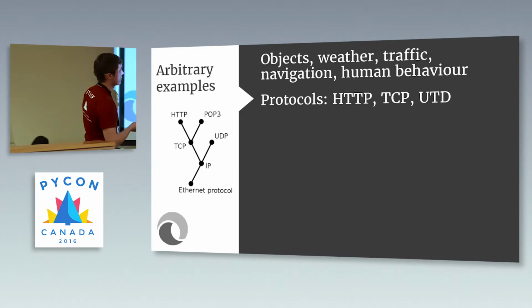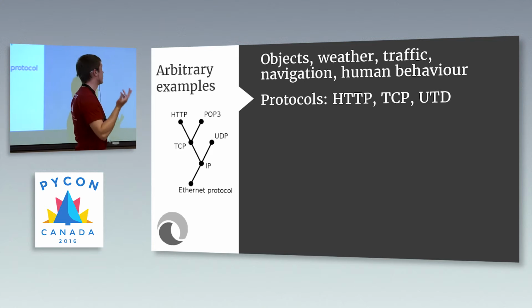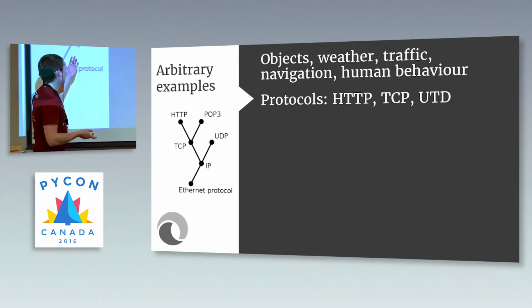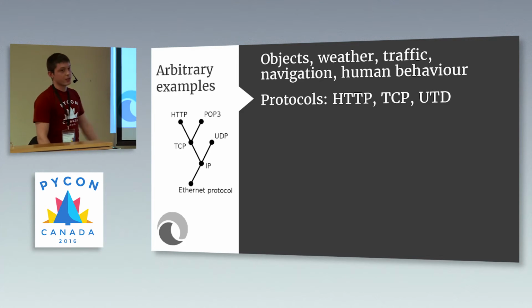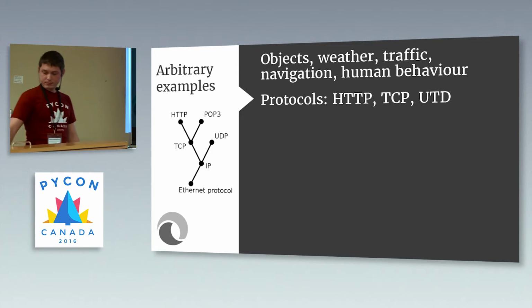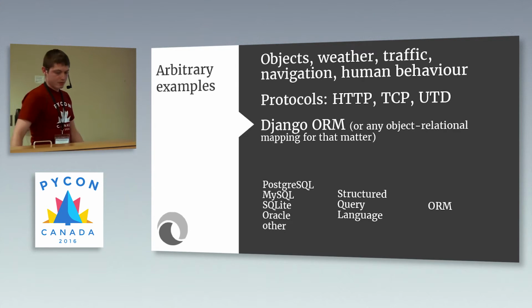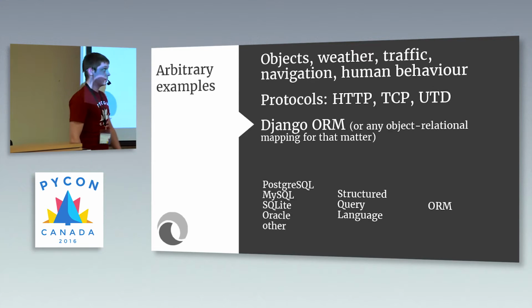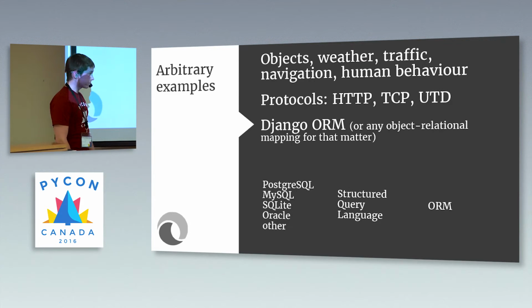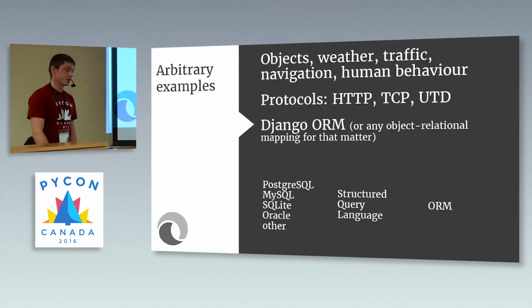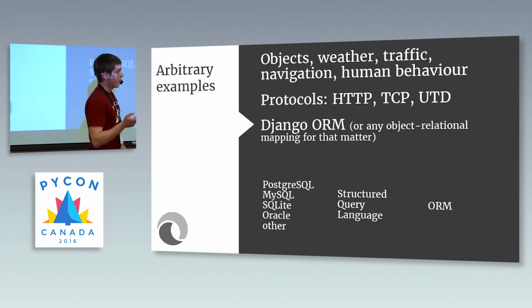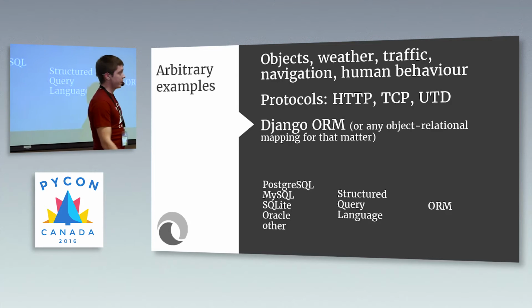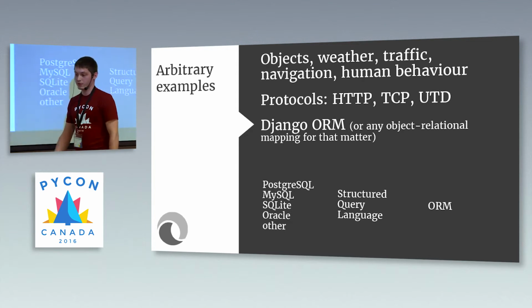There are different kinds of abstractions. The protocols, HTTP, TCP, UDP, you name it. This is the abstraction layer of the internet, basically, right? And each one of those is an abstraction in itself. Again, an arbitrary example, Django ORM, or any ORM for that matter, is also an abstraction. It takes something more complex and makes it more simple and more compatible to whatever you want to use it for.